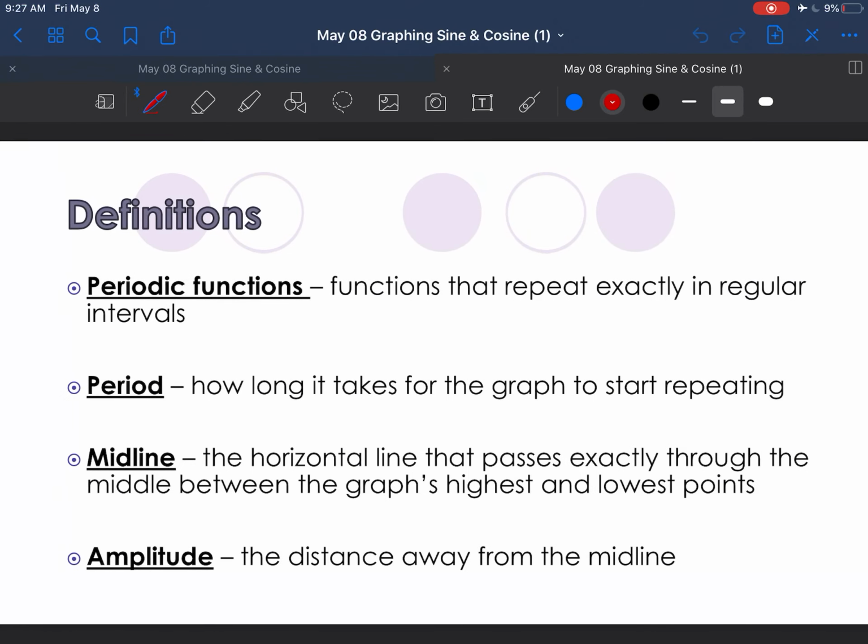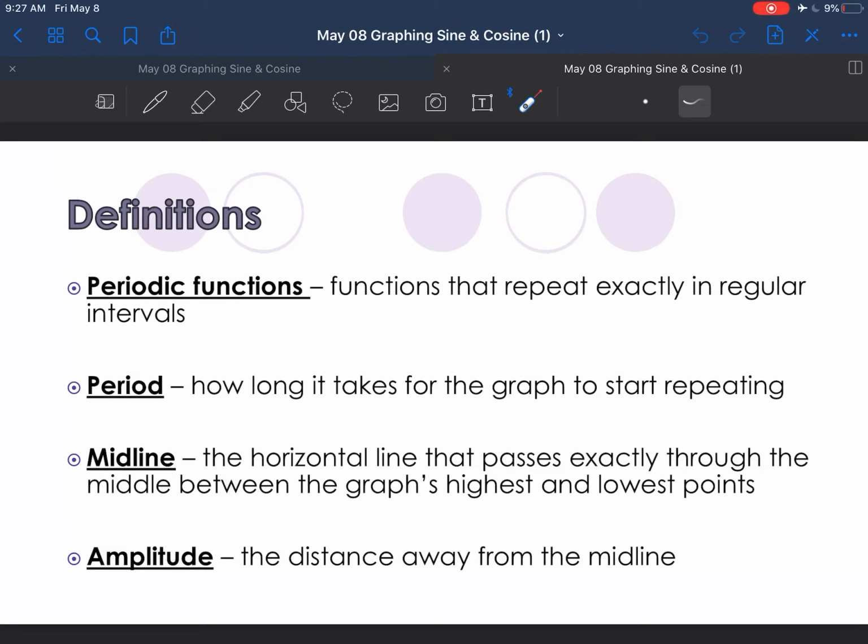So we're graphing sine and cosine. A couple words or definitions to know. Sine and cosine graphs are what are called periodic functions, which is just a fancy term for saying it repeats. So when you graph, it's just going to be repeating. The period represents how long it takes to start repeating.